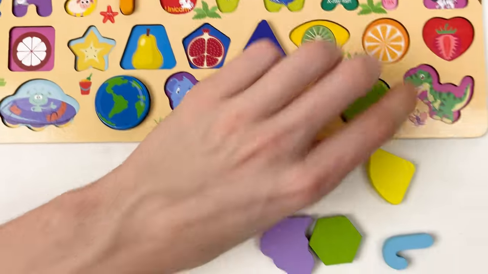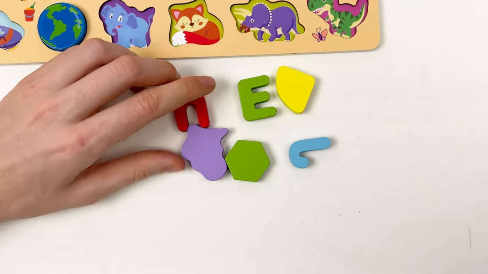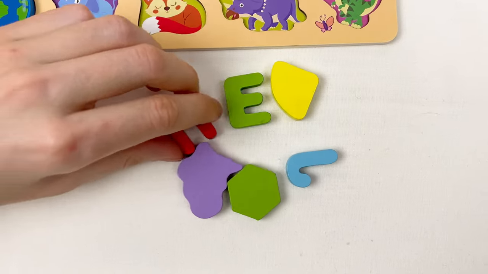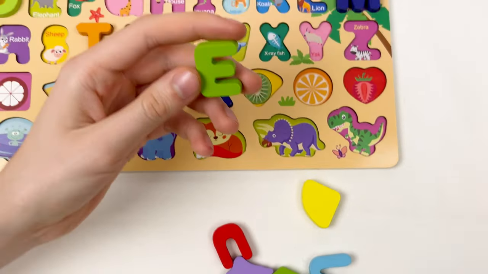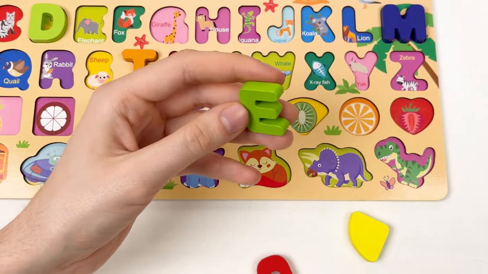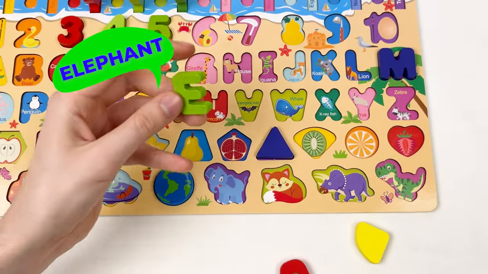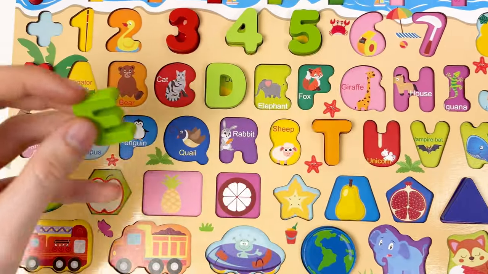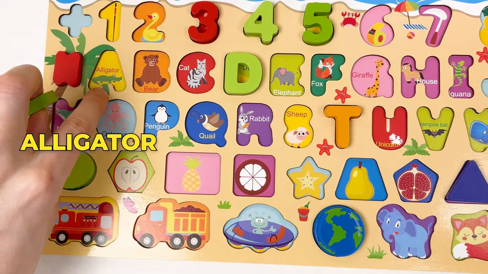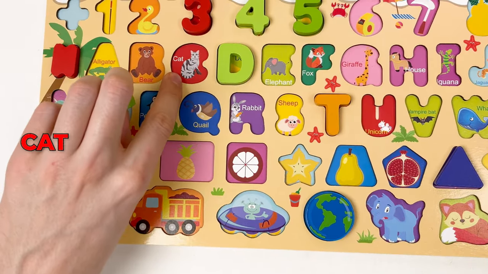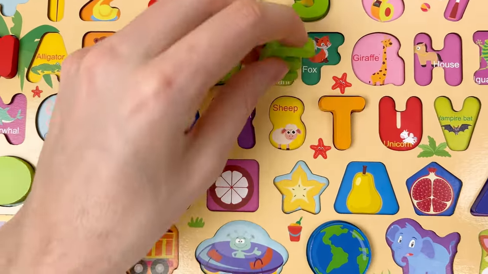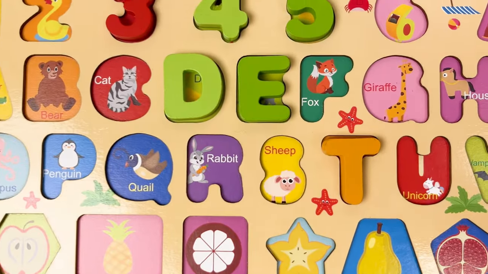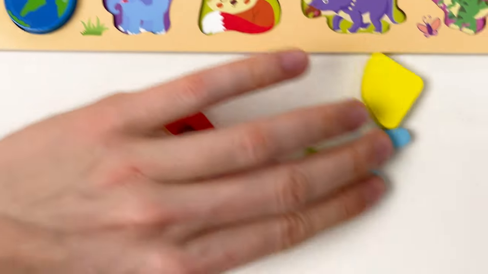Great! Let's continue with our journey. And the next that we're gonna solve is the alphabet. So here we have the letter E. And we need to find the elephant. So the first letter of the elephant is letter E. So there is alligator, bear, cat, duck, and elephant. And elephants live in a savanna. Great. And let's take the next letter.